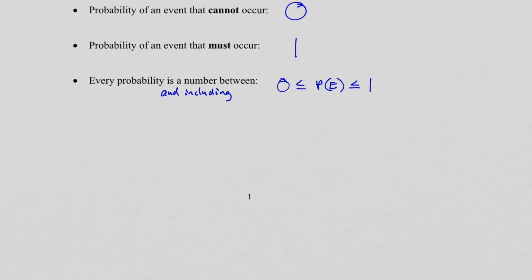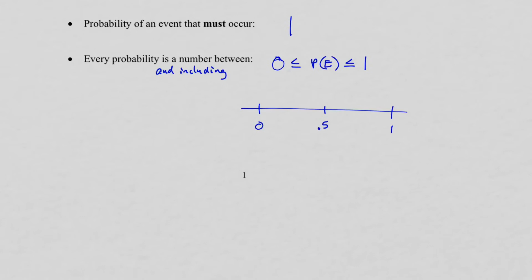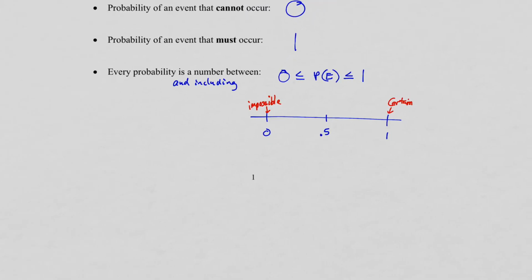So just to look at this on a number line, here we have basically impossible if the probability is 0. We have certain, or that it must occur. And then in between, we have a 50-50 chance, right? That's why we say that, if you're right in the middle.